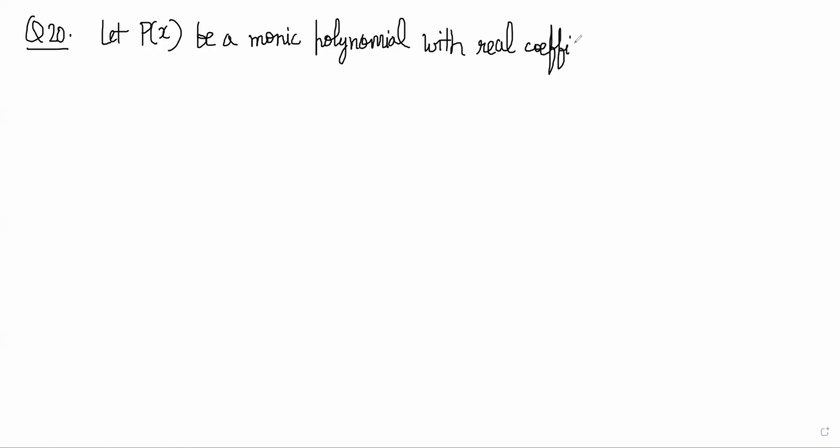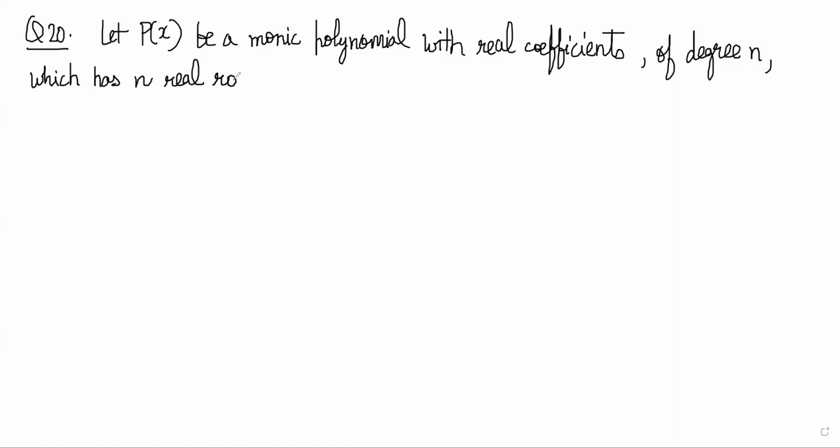Let p of x be a monic polynomial with real coefficients of degree n which has n real roots. So p of x is a monic polynomial with real coefficients and degree n and has n real roots.